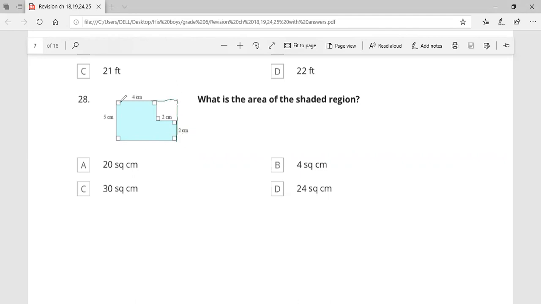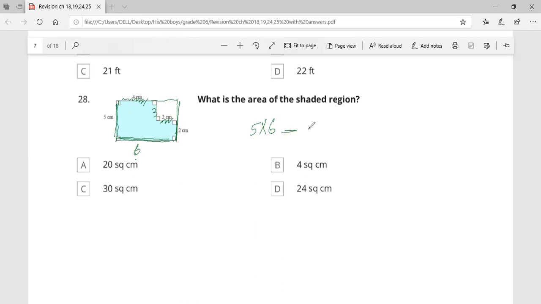We find the complete shape. Here is a 5, and here is 4 and 2, 4, and here is 4, and 2 is 6. We have to add them to get the length. 5 multiplied by 6 minus, here is a 2, and here is 5. Here is a 2. The missing side is 3.